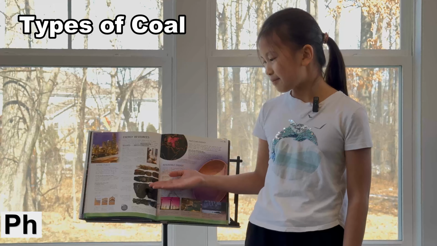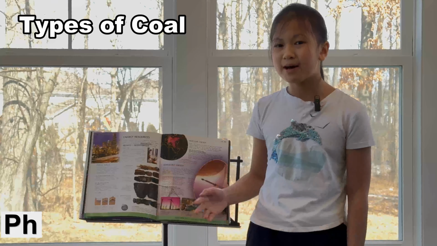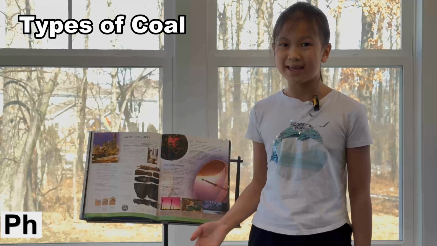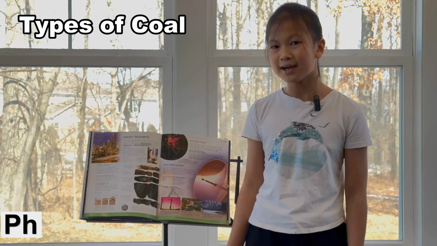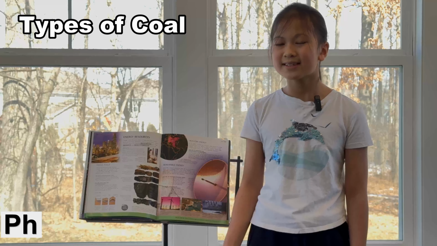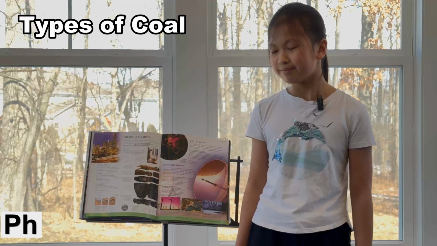Now I'm going to talk about the first type of coal, called lignite. Lignite is made up of up to 60% carbon, but still you can see some plant remains in it.